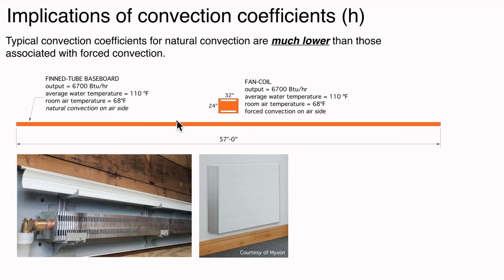So this is why baseboard in low temperature systems is difficult as a heat emitter solution. It is very limited by the natural convection on the air side of the fin tube element compared to what's possible with forced convection and a fan coil. So you'll typically find in lower temperature systems that a fan coil, again, with a blower or a fan in it, is going to be used simply because you can accommodate it in the space. Imagine trying to put 57 feet of baseboard in a bedroom or a kitchen or a bathroom. There's just not enough wall space to do that.